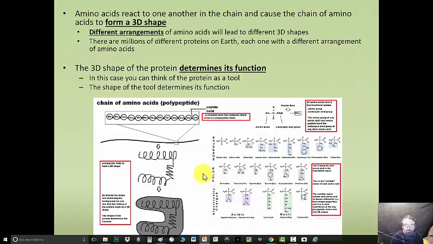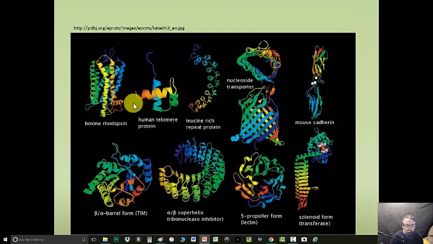Now, this is my amazing drawing here, the artistic ability maybe just a little lacking.